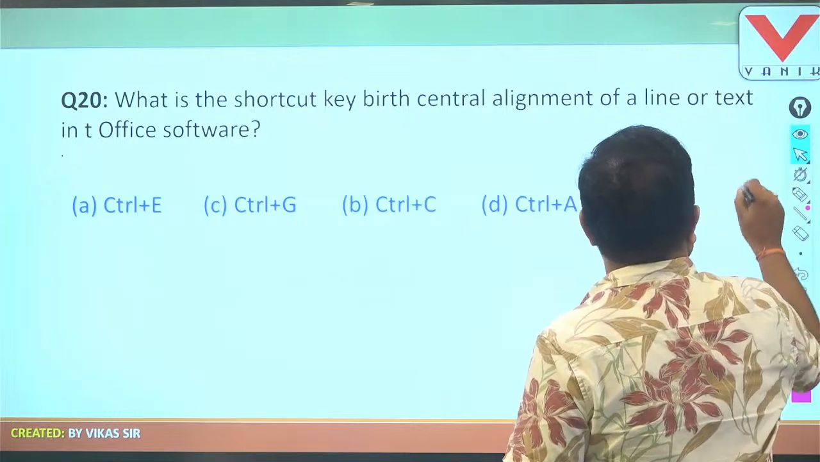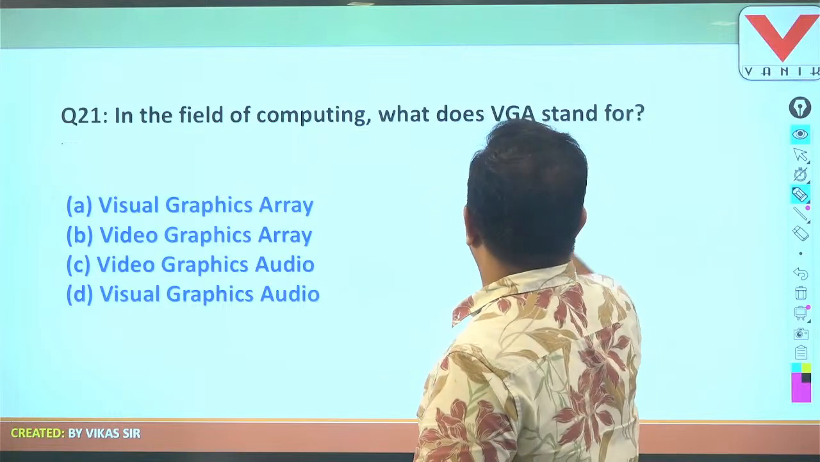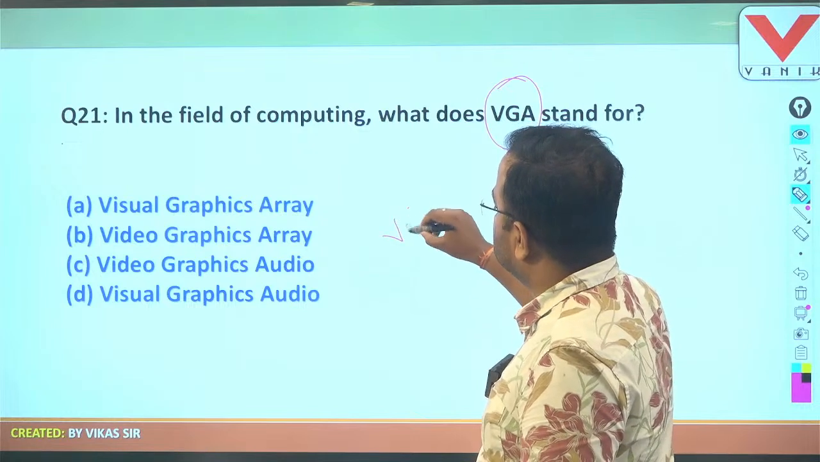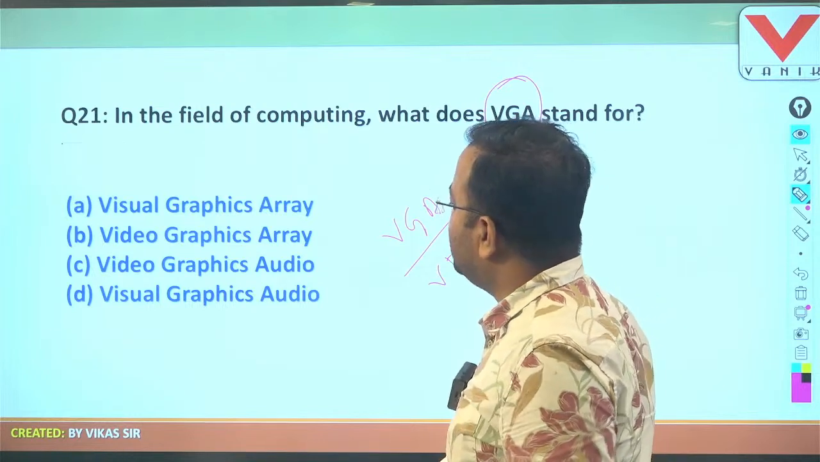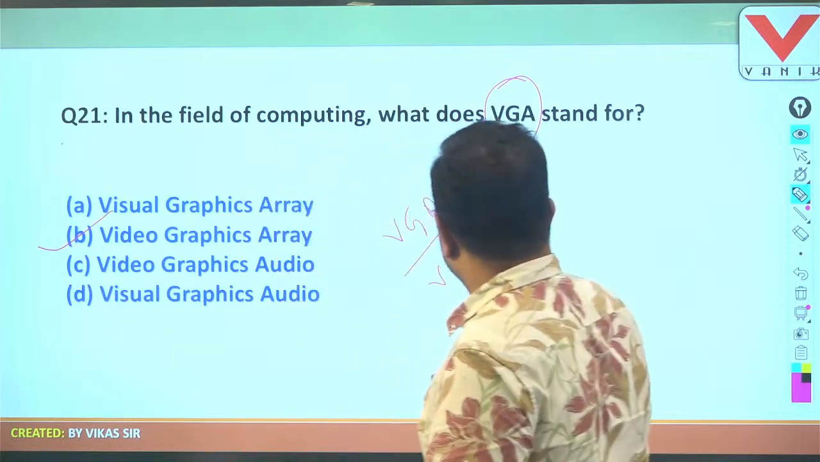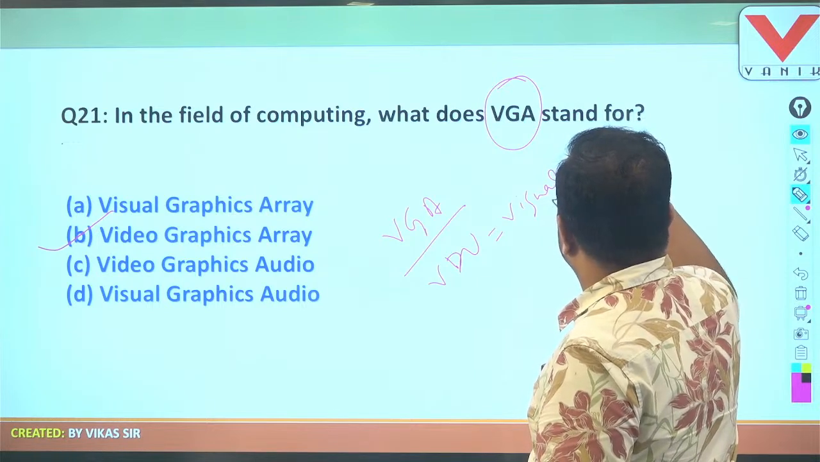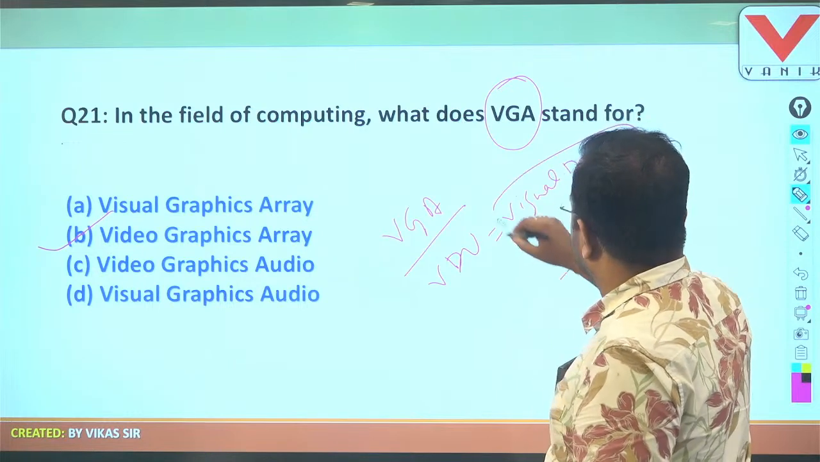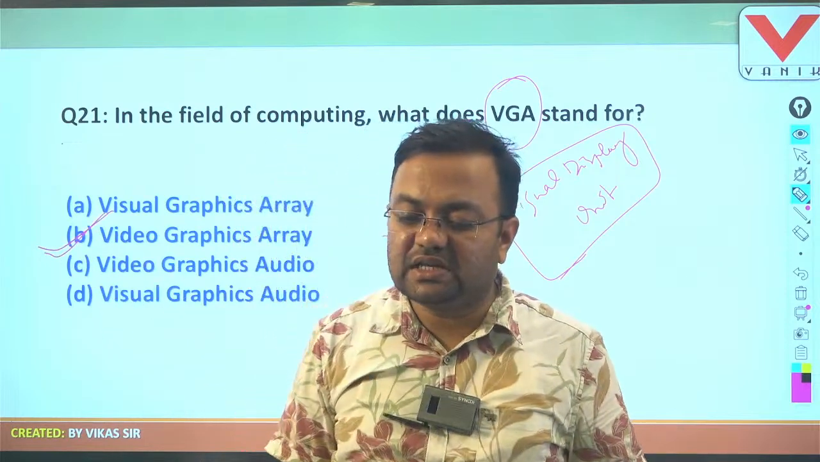Then goes to question number 21. In the field of computing, what is VGA? So very popular question, VGA. So student, never be confused about VGA and video. Both are different. VGA is video graphics array, option B. But video, this is visual display unit. So question number 21, answer is B, video graphics array.